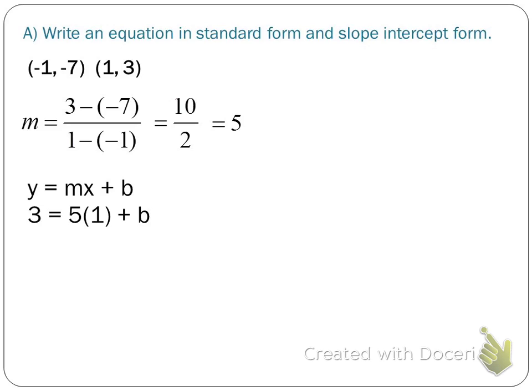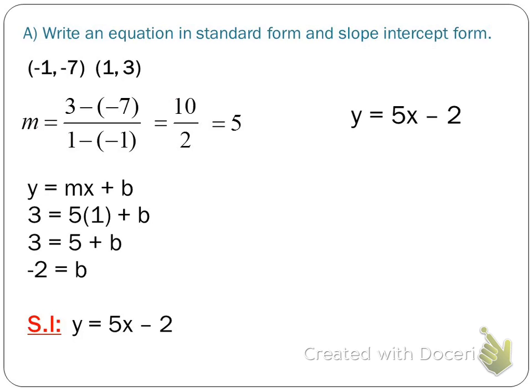Now we just simplify by doing 5 times 1 and then solve for b. So what is b going to equal? Negative 2. Good. Any questions on how I got m or how I got b? M and b are like the magic tickets. Once you have those, you're just writing it in slope-intercept form. So take m out of y equals mx plus b, put the 5 in, take b out, put the negative 2 in, and you're done with slope-intercept form.